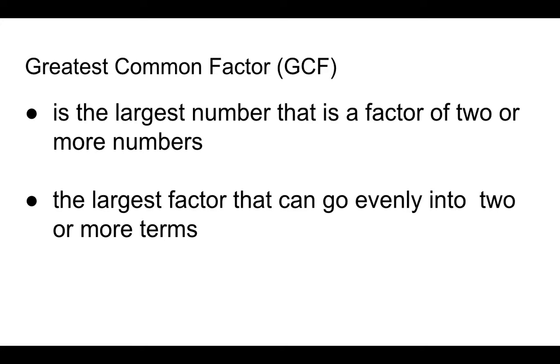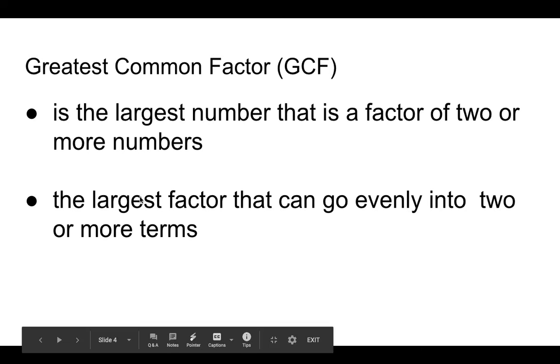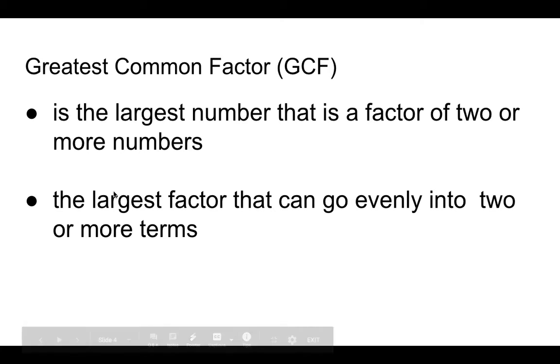If we've done greatest common factors with numbers, that's the largest number that is a factor of two or more numbers. And I'm going to do some examples. Then if we add variables to our terms, the greatest common factor becomes the largest factor that can go evenly into two or more terms. I'm going to do examples of each of these so you can see what it looks like.